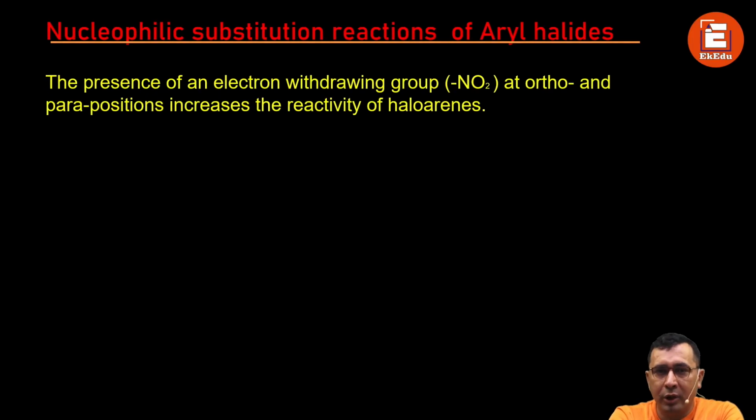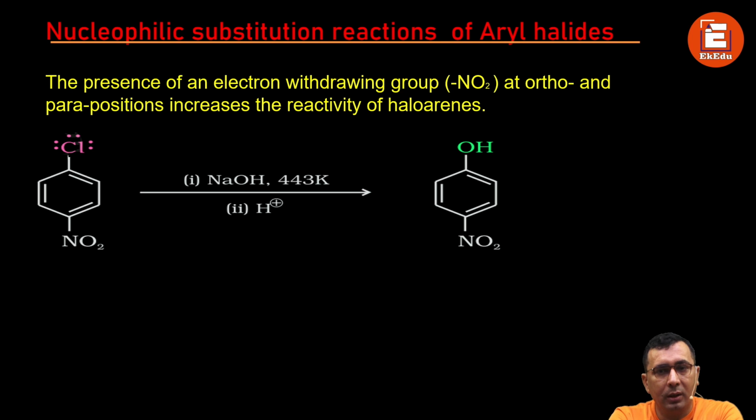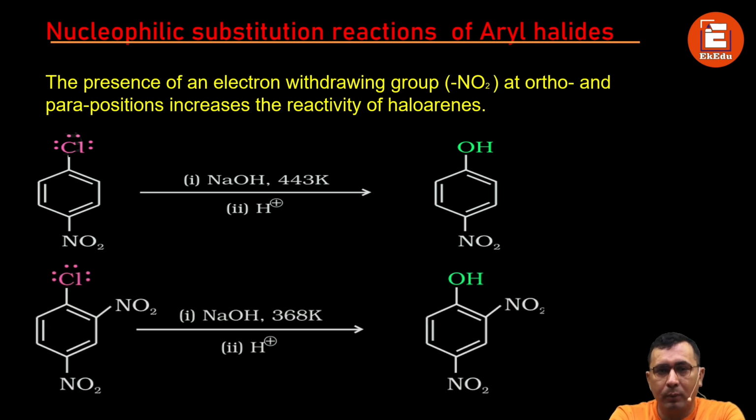And if we attach an electron withdrawing group to the halobenzene derivative, like a nitro group at the para position, the reaction is possible at a lower temperature also. It will give you para-nitrophenol. As the electron withdrawing tendency increases, like if we attach two nitro groups to the halobenzene at the ortho position and the para position, the reaction is possible at a lower temperature, that is 368 Kelvin. It will give you 2,4-dinitrophenol.